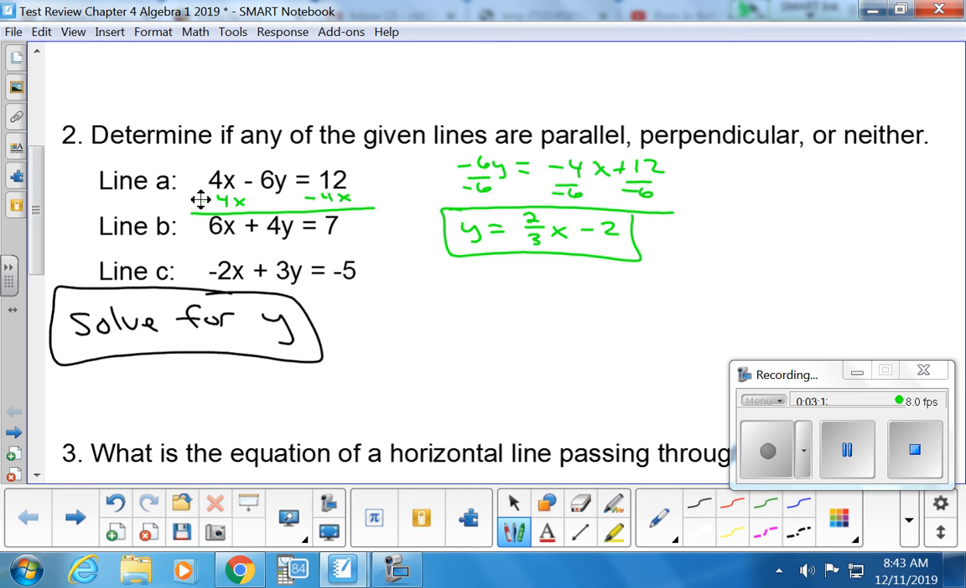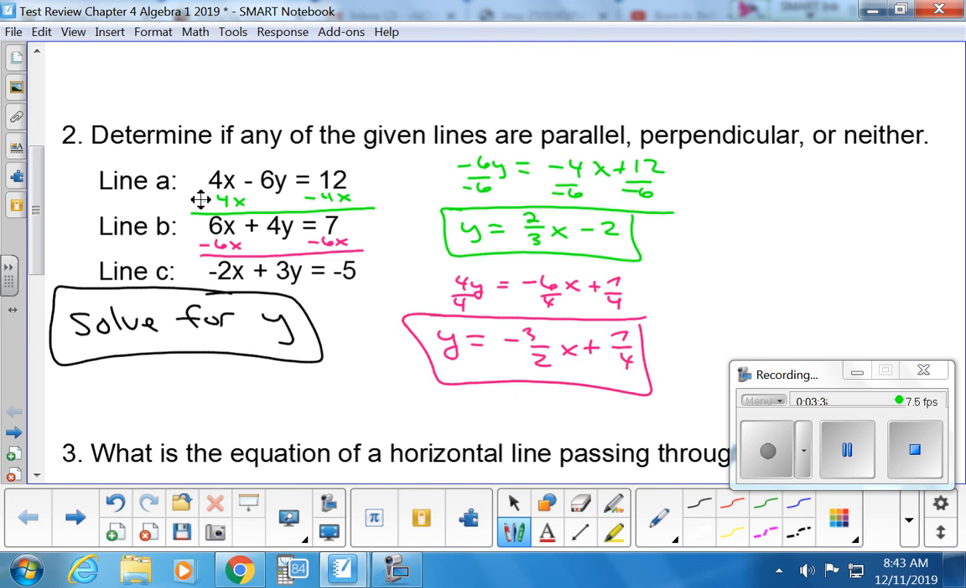Let's do the same thing for line B, solve for y. Step 1 is subtract 6x over to the other side. Also running out of room, so I'll have 4y equals negative 6x plus 7. Divide everybody by 4. Negative 6 over 4 would be negative 3 over 2 as my slope, with 7/4 as the y-intercept. So that slope is negative 3 over 2. Looks like so far A and B would be perpendicular.